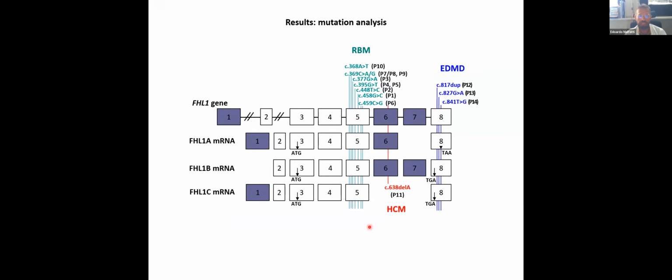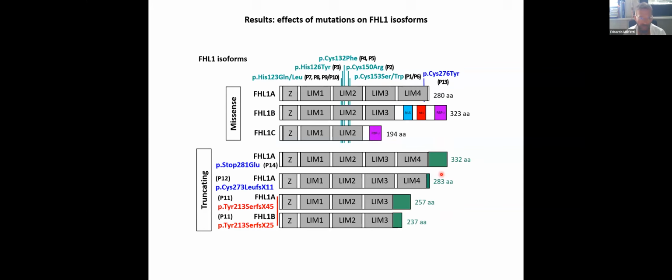And when we analyzed the genetic variants, what we found is that the group of the reducing body myopathy all presented variants affecting exon 5 of the FHL1 gene, that is conserved in all the three isoforms, while for the cardiomyopathy we had a mutation in exon 6, and for Emery-Dreifuss we have a more distal mutation in exon 8 that does not affect all the isoforms.